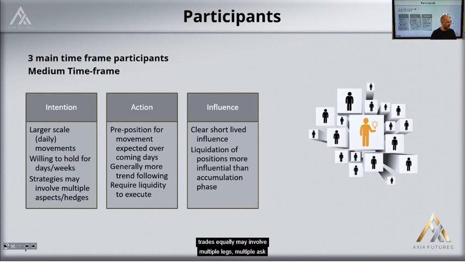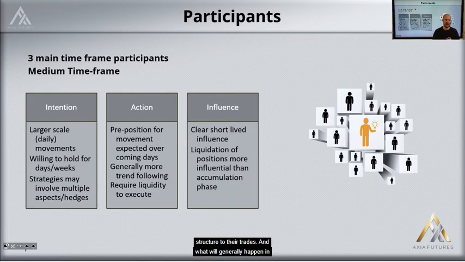And trades equally may involve multiple legs, multiple aspects, multiple hedges. So it's not just as simple as, right, we're going to buy T-notes, buy T-notes. It may be a case that they're trying to buy T-notes while selling gilts, for example, or selling 5-year bonds. So there's a little bit more structure to their trades.